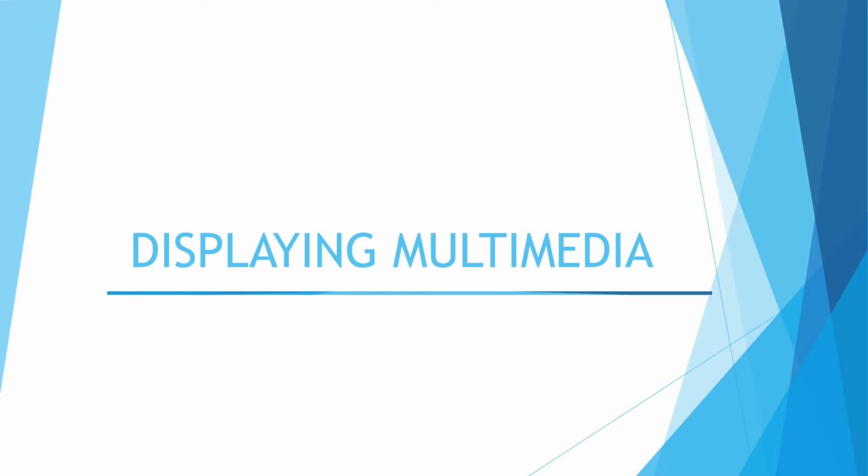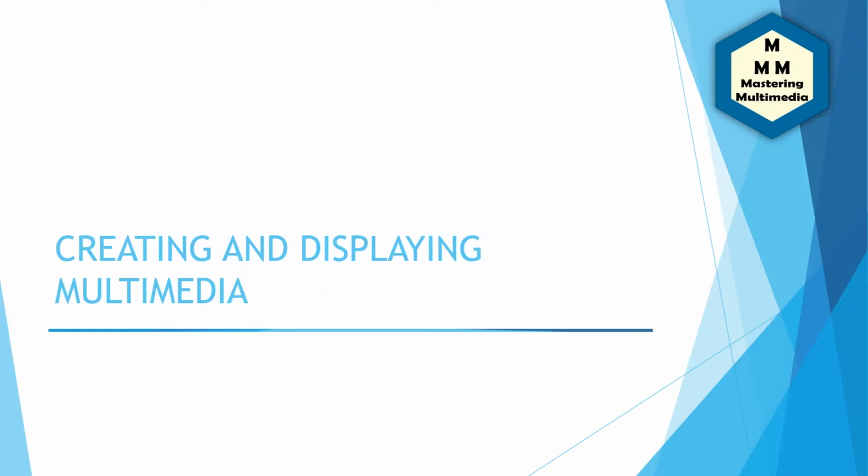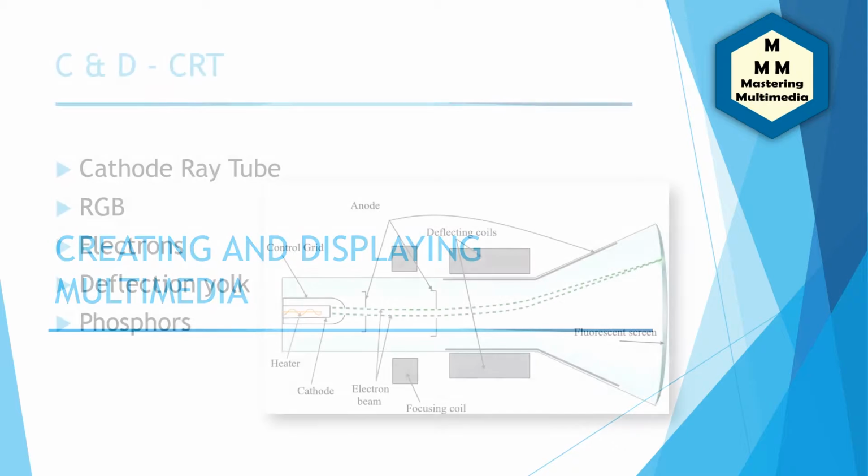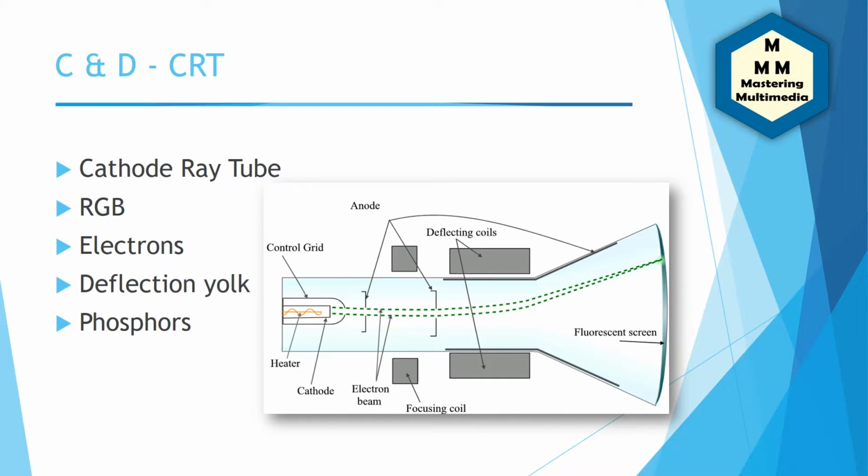This video is on displaying multimedia. Creating and displaying multimedia. CRT displays. CRT stands for cathode ray tube. CRTs work by firing electrons at the display through the deflection yoke, which bends the beam to cover the entire screen. Then that reacts with the phosphor to create the images you see on the other side of the display.